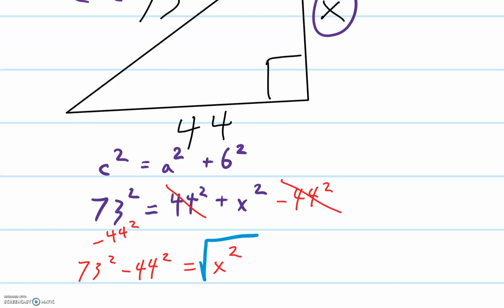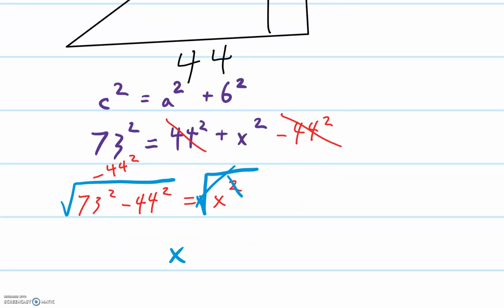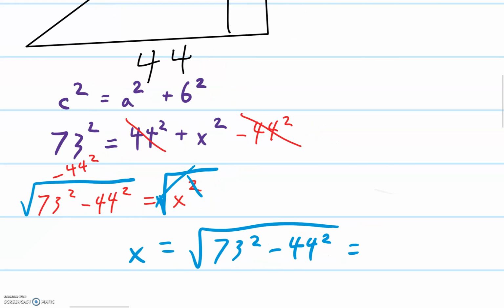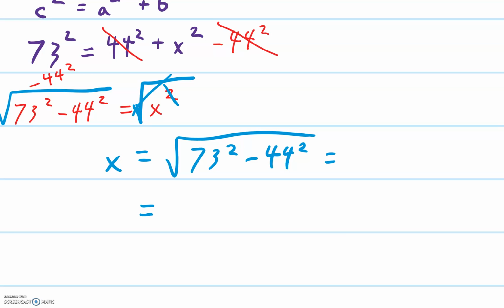Okay, next we can recognize that we need to get rid of the squared on the x, so we're going to square root both sides. So now we're left with x equals the square root of 73 squared minus 44 squared. Depending on your calculator, you can just plug it in right now and get to your answer. I would do that on my calculator if I had the choice, but as it is, I'm going to simplify it one time first, just so that you can check to see where you made a mistake, if indeed you did make a mistake.